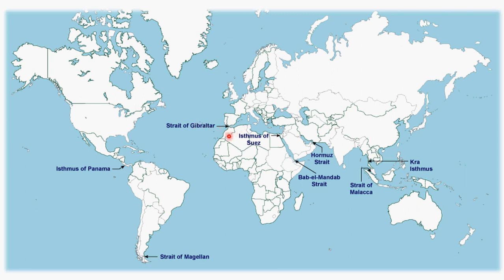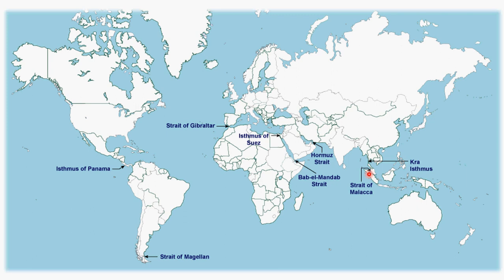In the same way, the Strait of Hormuz separates Iran and Oman and joins two water bodies, that is the Persian Gulf and the Gulf of Oman. Another is the Strait of Malacca. The Strait of Malacca joins the Pacific Ocean and the Indian Ocean and separates Malaysia and Indonesia. So these are some straits and isthmuses.